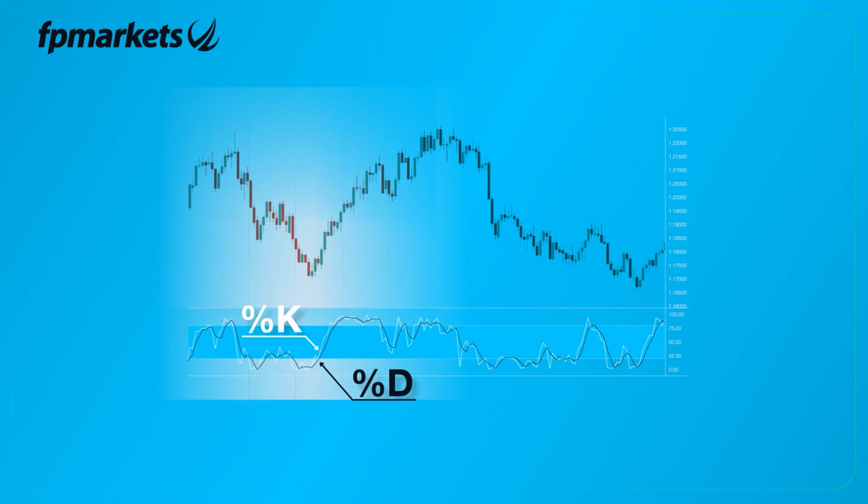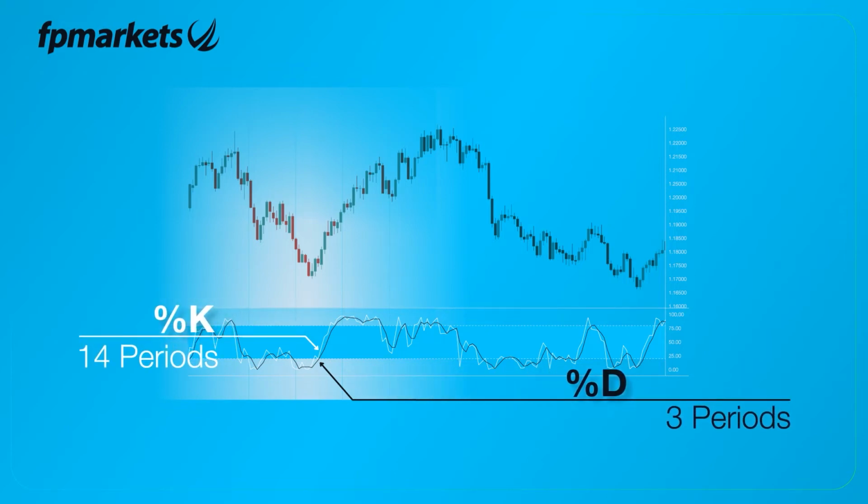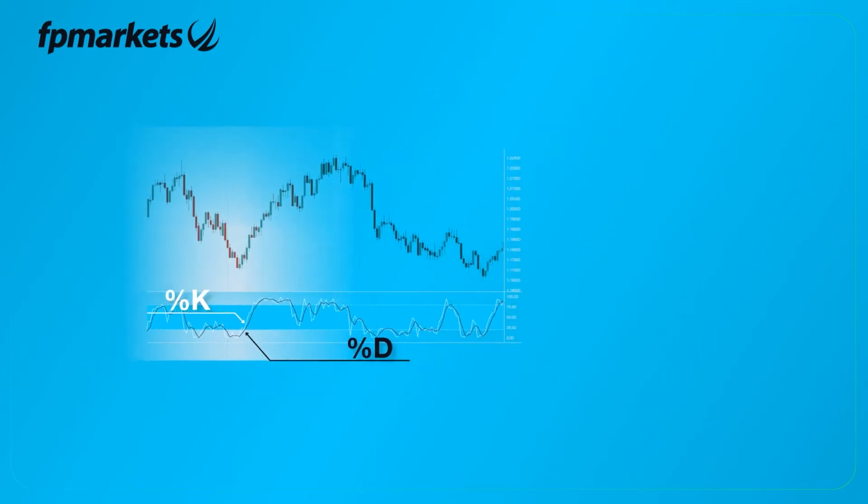%D is just a simple moving average of %K. Usually the default values for this indicator are 14 periods for %K and 3 periods for %D, though you may adopt different settings depending on your trading style. This %D value is plotted alongside %K to serve as a signal or trigger line.